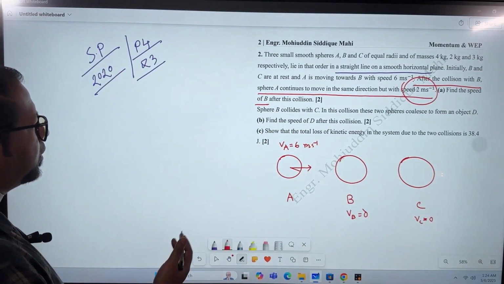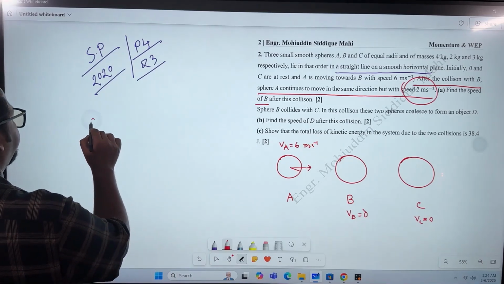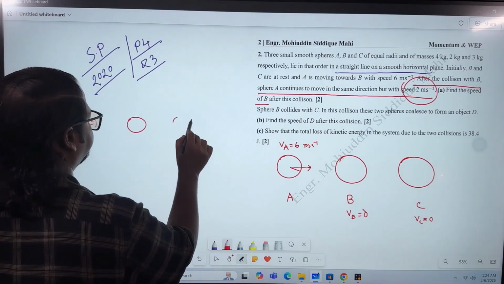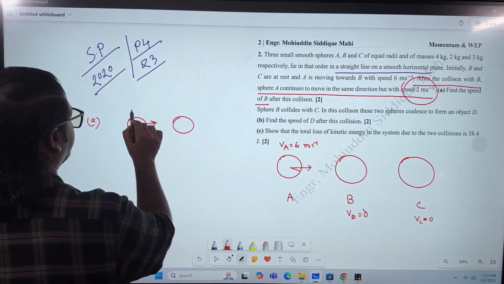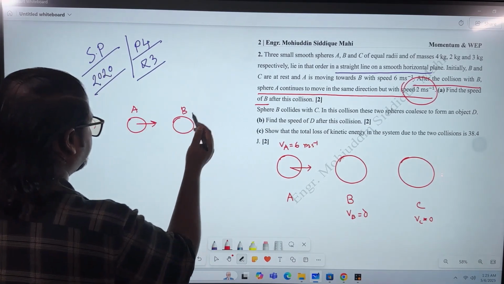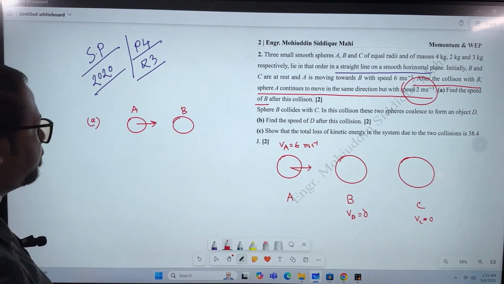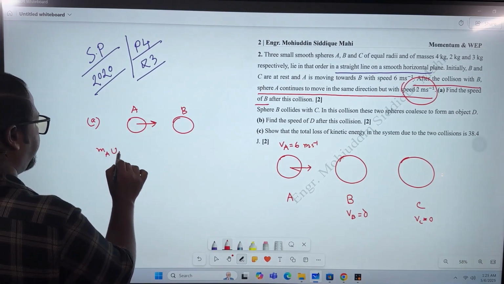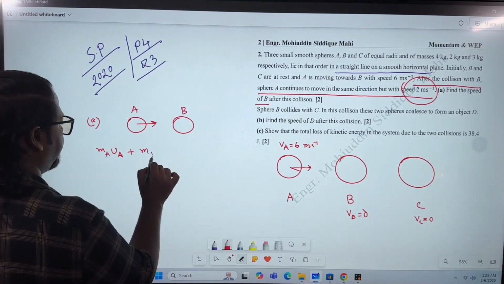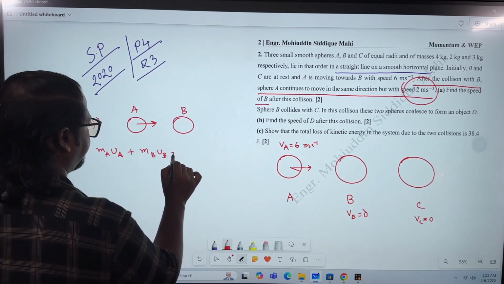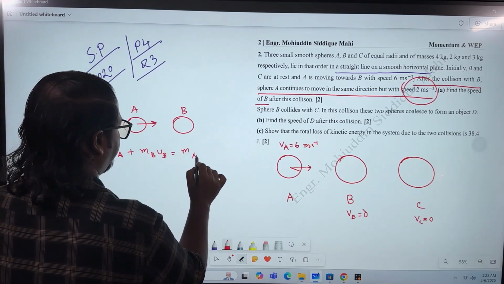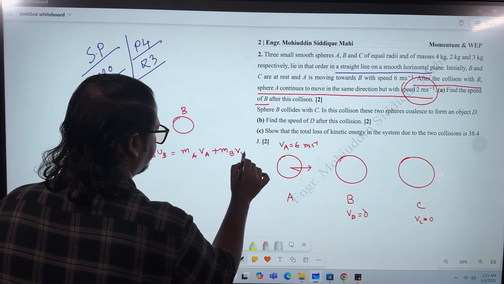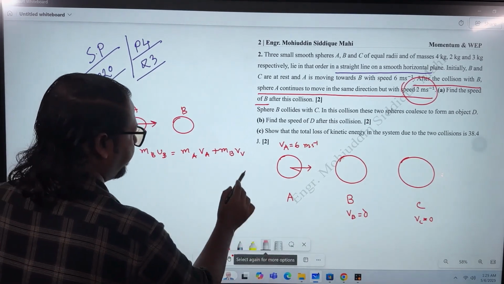Okay, so we will just simply apply the law of conservation of momentum. B and C are stationary. So what is the law of conservation of momentum? MAUA plus MBUB equals MAVA plus MBVB. You can directly write down the values.